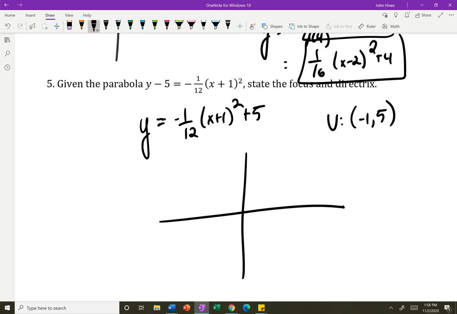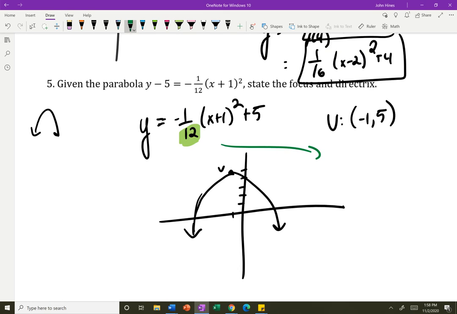So I know the vertex. The vertex is -1, 5. I know it's concave down. I know it opens downwards because of that negative leading coefficient. And then what do I need from there? Well, I need the focus and the directrix, and that's where that 1/12 comes into play. What's your p-value? Well, remember, that's 4p, so p equals 3, right? 4 times 3 gives me the 12.